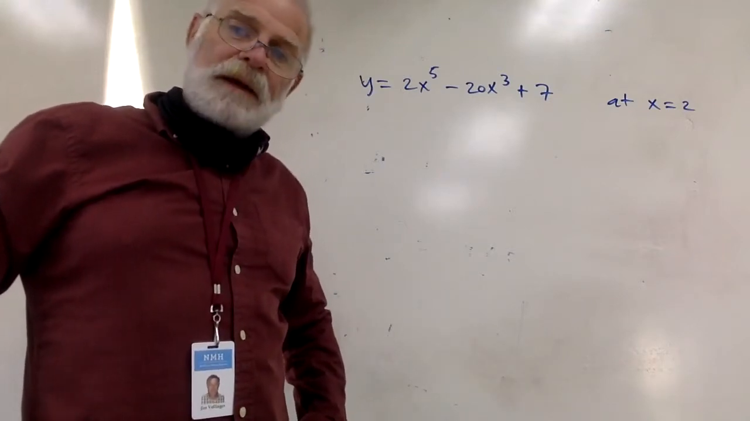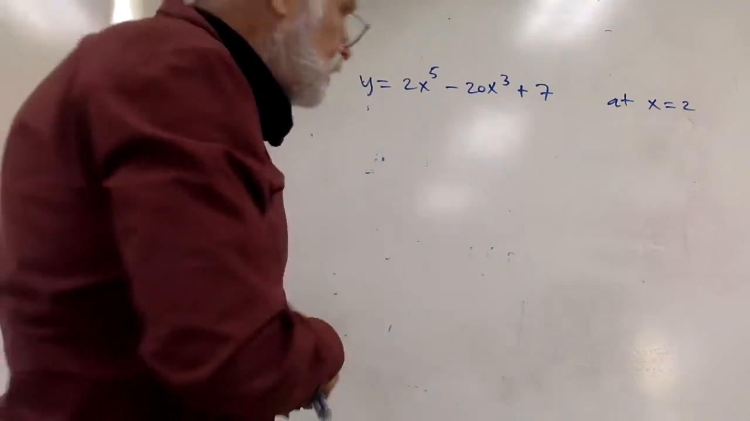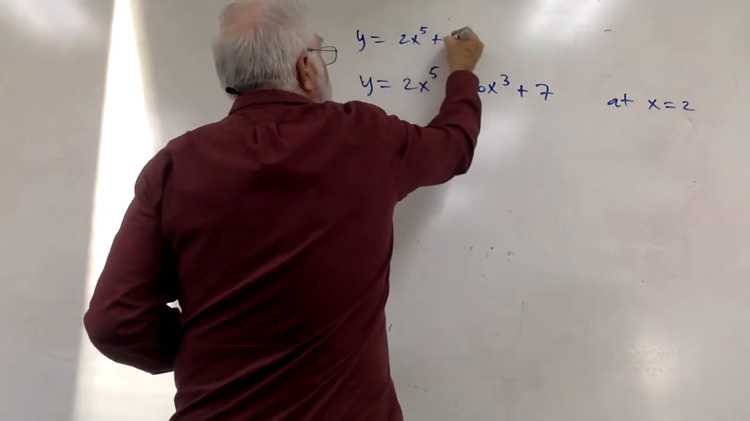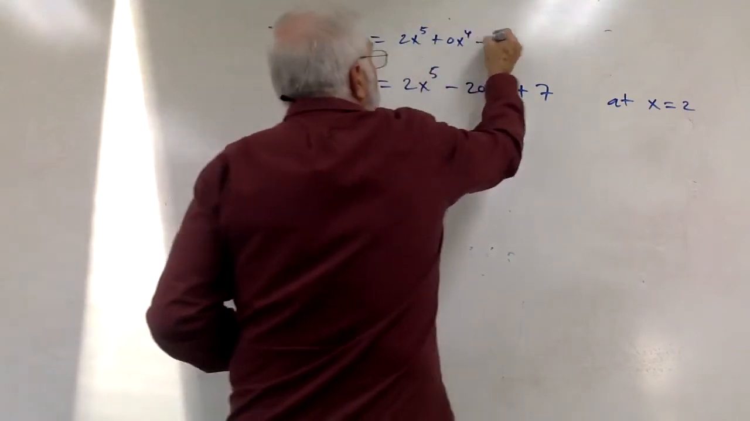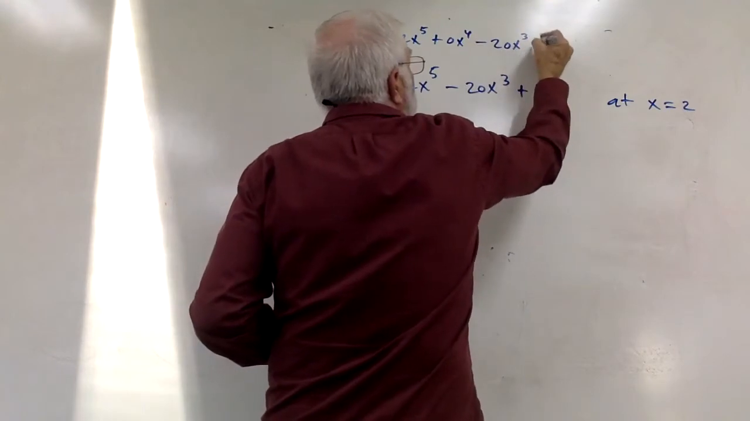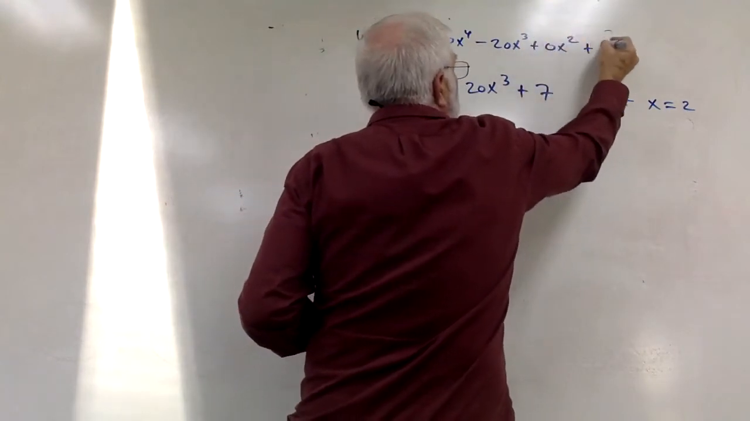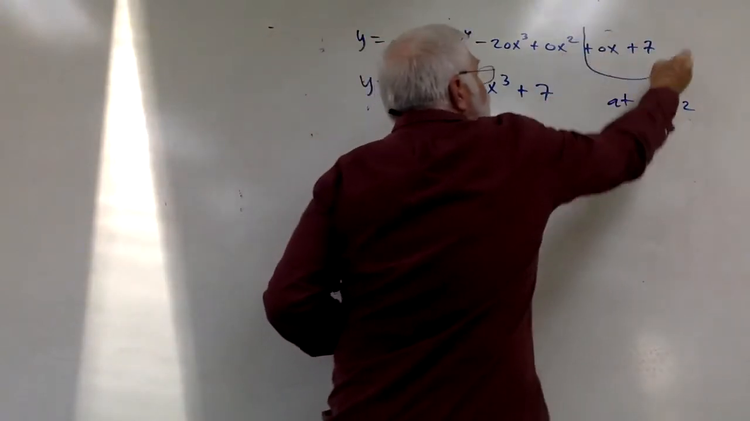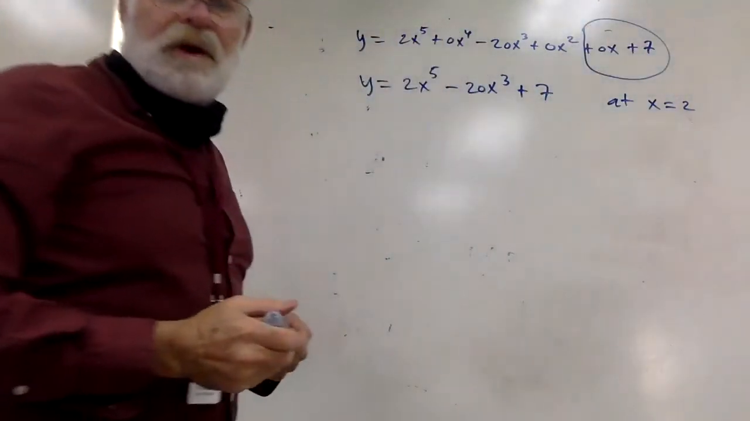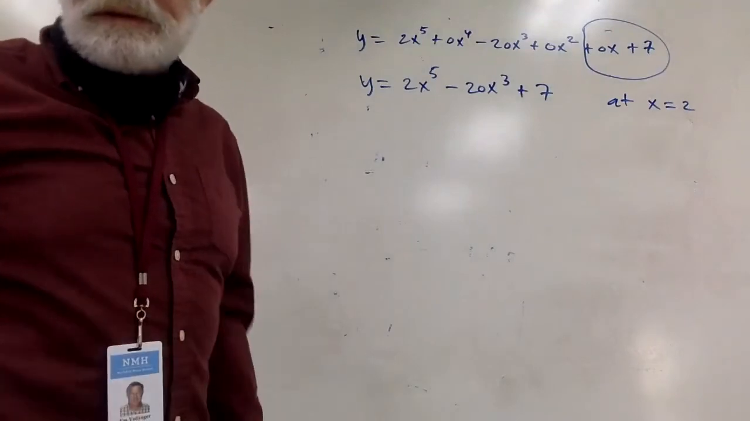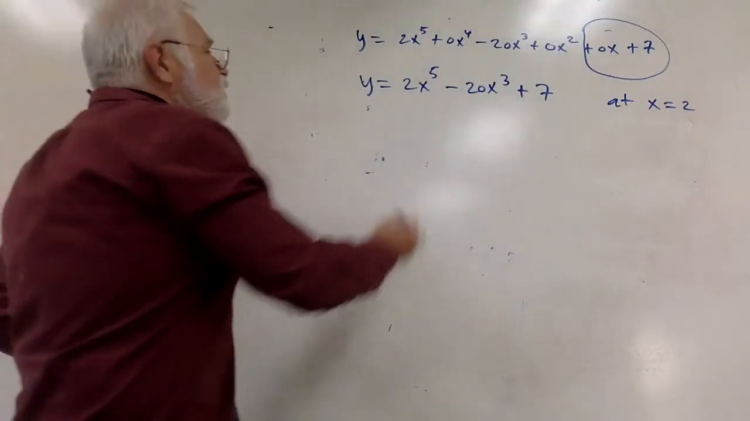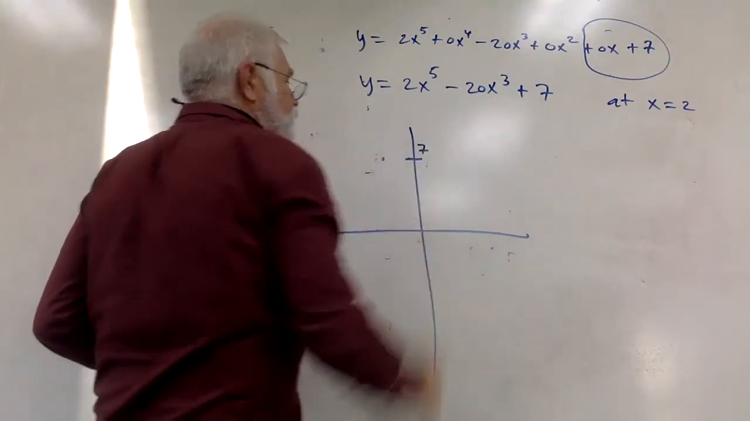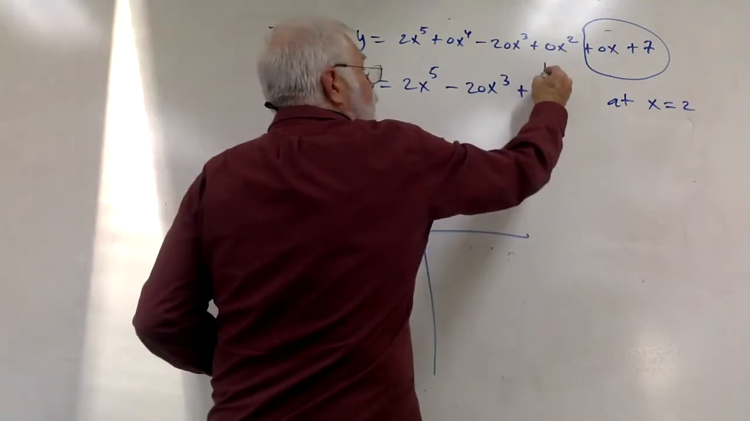Pause the video and try. All right, I'm unpausing. So this is really y equals 2x to the 5th plus 0x to the 4th minus 20x cubed plus 0x squared plus 0x plus 7. There's the tangent at the y-intercept: 0x plus 7. Well, that's y equals 7, which means at the y-intercept, my graph is flat. That takes care of that term.